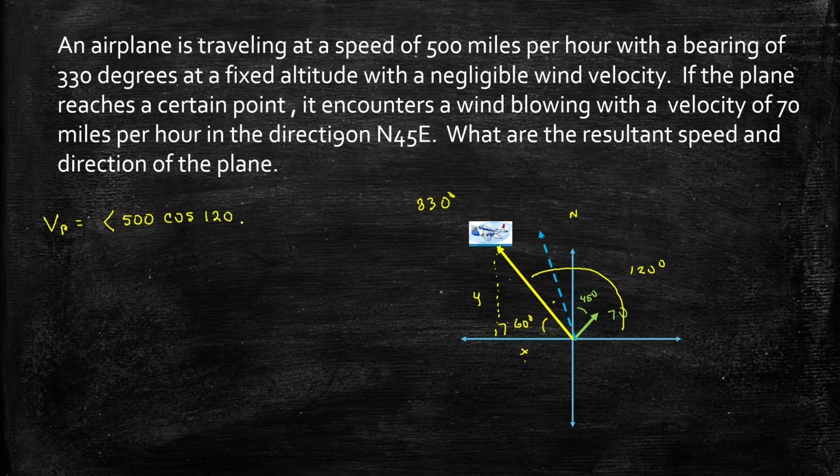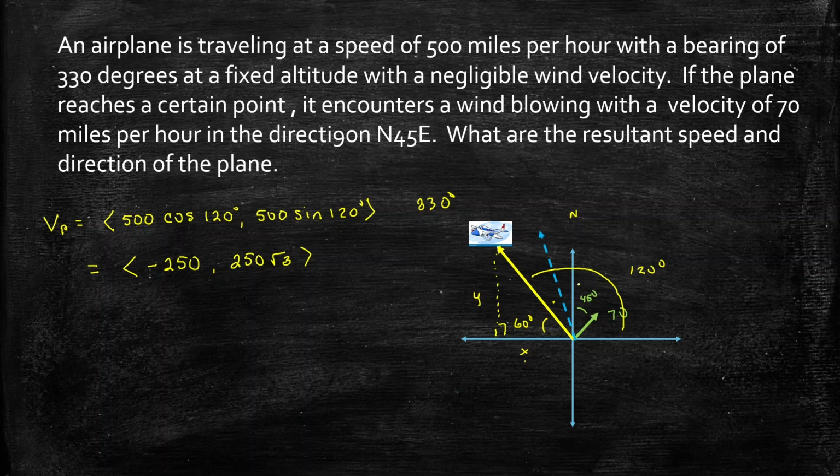And my y value is going to be 500 sine of 120 degrees. And then, so that's going to give me negative 250 and 250 radical 3. All right, exact values. Okay, that's right out of the unit circle again.